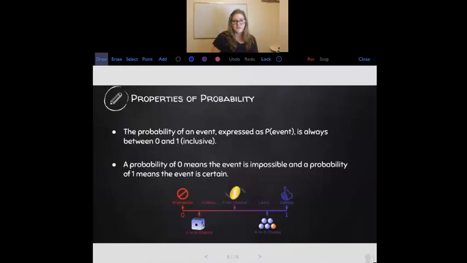So properties of probability. The probability of an event, expressed as P of whatever event we're talking about, is always between 0 and 1. What it means to be inclusive is that probability could be exactly 0, not going to happen, impossible, or 1, which is 100% chance, for sure, certain.